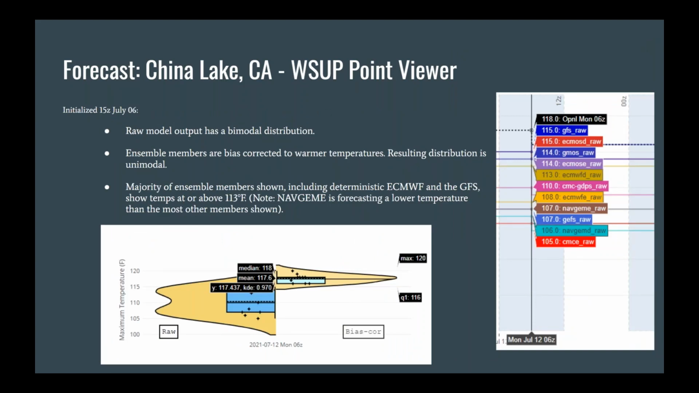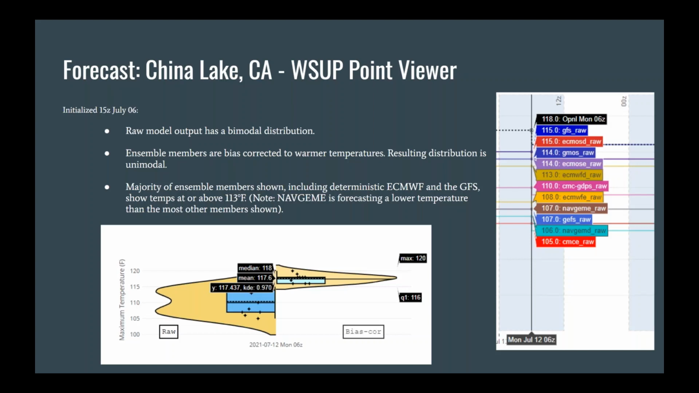I thought this was interesting. We did mention the bias correction earlier, or Andy mentioned this. I thought this was interesting, the difference between the bias correction today and yesterday. This is yesterday. You can see the raw model output is clearly a bimodal distribution, and all the temperatures are bias corrected to warmer temperatures. On the right, you can see some of the ensemble members, and most of them are showing temperatures above 113 degrees.